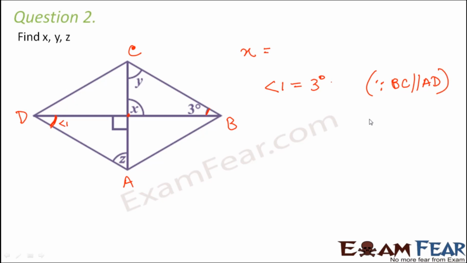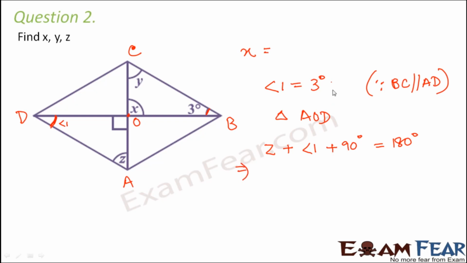Opposite sides are parallel in a parallelogram, so these are alternate angles. Now look at triangle AOD, if this point is O. In triangle AOD, the sum of the three angles should be equal to 180 degrees, that is angle Z plus angle 1 plus this angle, which is given as 90 degrees, equals 180 degrees.